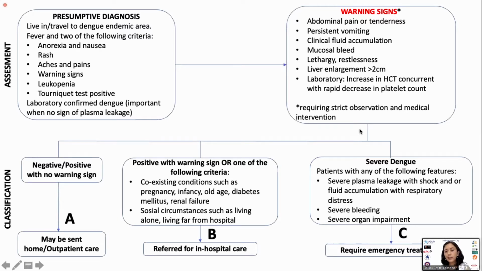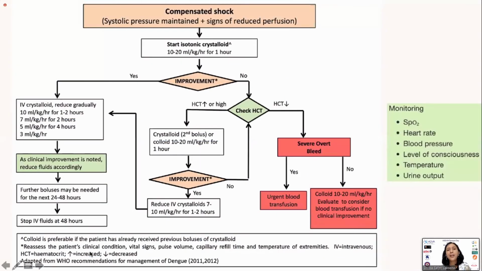Those presenting with signs of severe dengue, severe plasma leakage, severe bleeding, or severe organ impairment need to be hospitalized, maybe in a high dependency care unit or pediatric intensive care unit. For those who present with compensated shock, we should immediately start isotonic crystalloid administration, and then observe after the resuscitation whether there is any improvement in hemodynamics. We also check the hematocrit level and urine output, and the rate of crystalloid infusion should be decreased gradually and stopped after 48 hours.